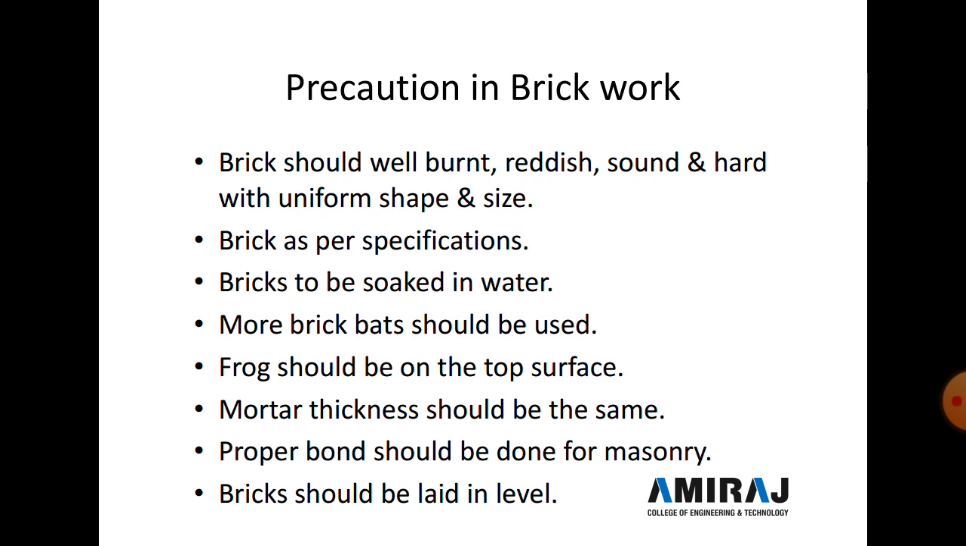Next, more mortar should be used in the brickwork bed, and the frog should be kept on the top surface. Next, the mortar thickness should be the same. Generally we use a mortar thickness of 15 mm, and a proper bond should be used for the masonry work. Here we have already discussed the English bond, Flemish bond, double Flemish bond, and Rankine bond. All these bonds are used in masonry work, and the brick should be laid level.